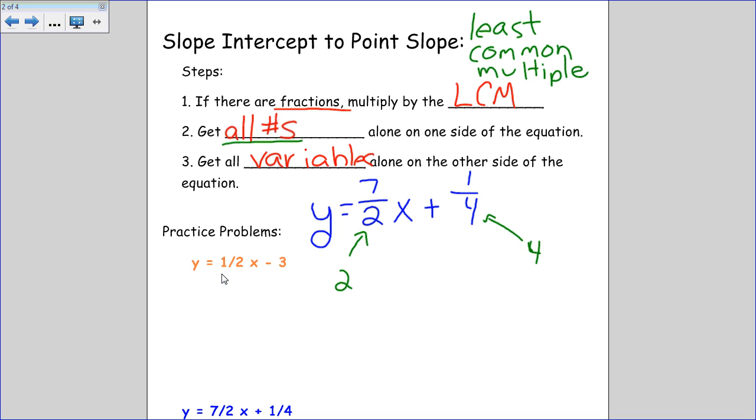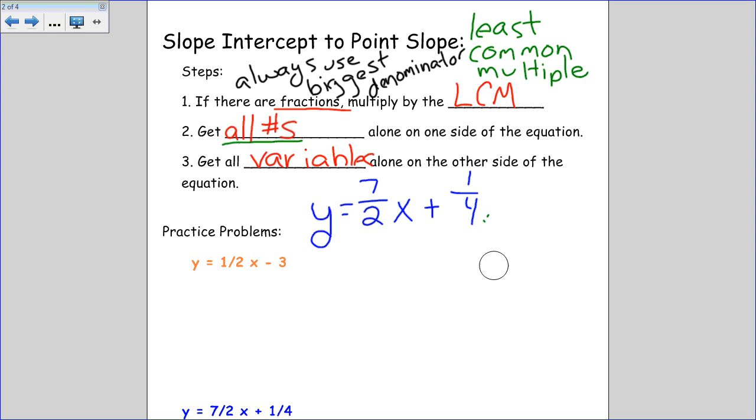And maybe we should write that up here. Always use the biggest denominator. Okay, so if our denominator of 4 is bigger, we're going to use the number 4. All right, I'm going to erase this so we can see our work. That means to get rid of the fractions, we need to multiply this entire equation by 4.